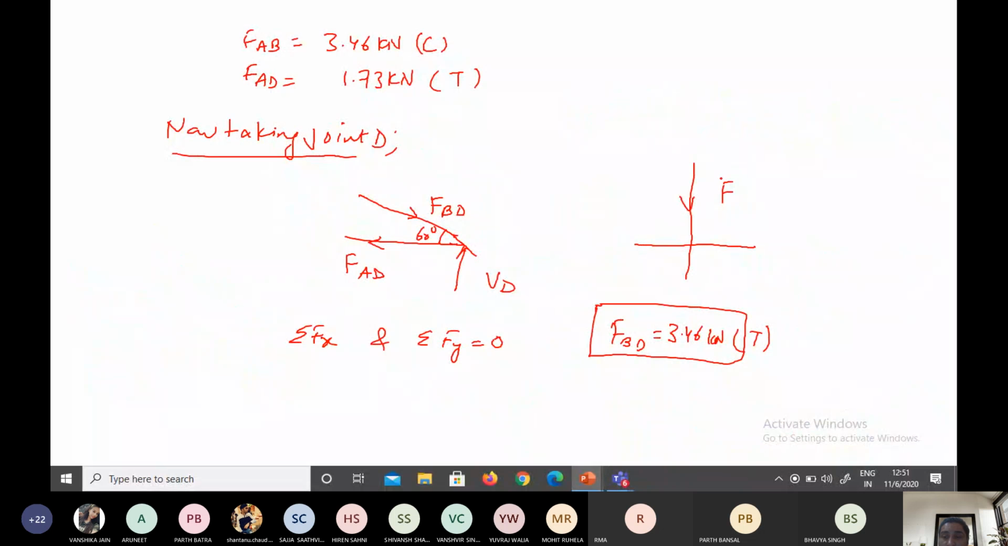So this is your FBD sin 60, and this is your FBD cos 60, and this is your FAD. Fine. So after that, you get the value FBD as 3.46 kilonewton tensile. So everybody is getting these three values.